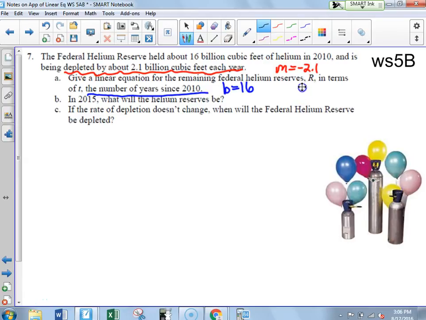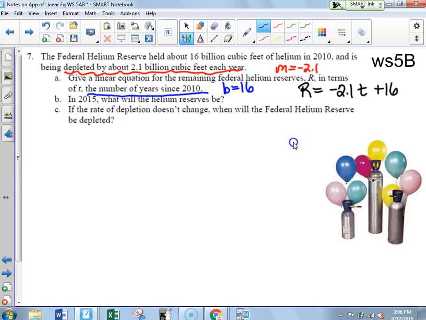Be careful, can you use the right letters maybe? I wouldn't really care, but the reserve is negative, right? R equals negative 2.1 t plus 16. We good? Use x and y? I don't care. Oh, r and x. Yep, that's probably what I would have done as well.